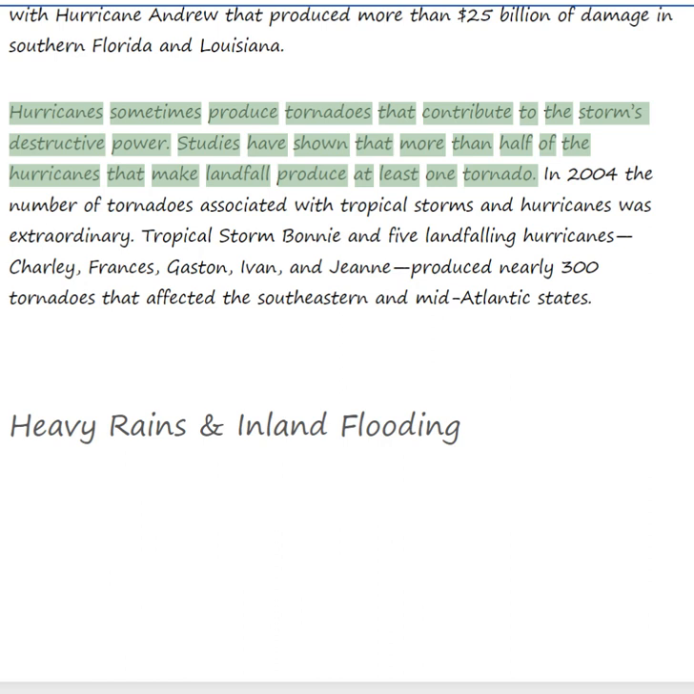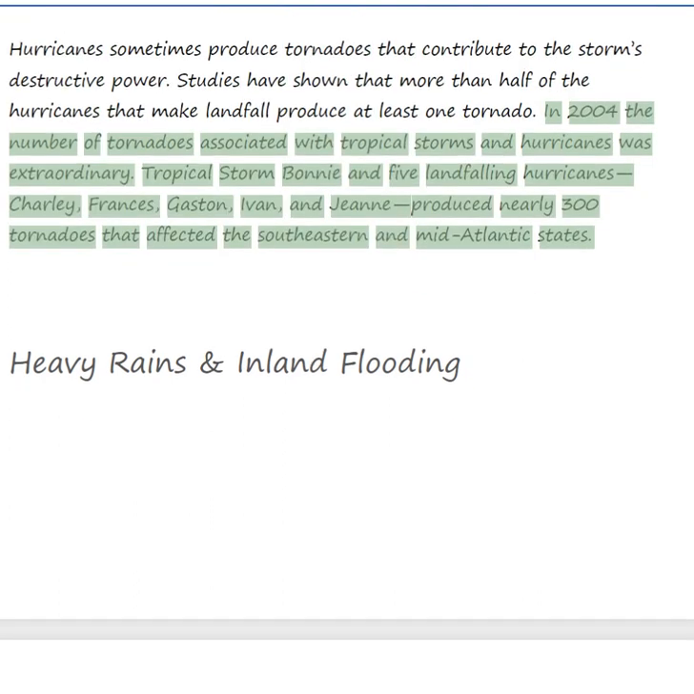Hurricanes sometimes produce tornadoes that contribute to the storm's destructive power. Studies have shown that more than half of the hurricanes that make landfall produce at least one tornado. In 2004, the number of tornadoes associated with tropical storms and hurricanes was extraordinary. Tropical Storm Bonnie and 5 landfalling hurricanes, Charlie, Francis, Gaston, Ivan, and Jean, produced nearly 300 tornadoes that affected the southeastern and mid-Atlantic states.